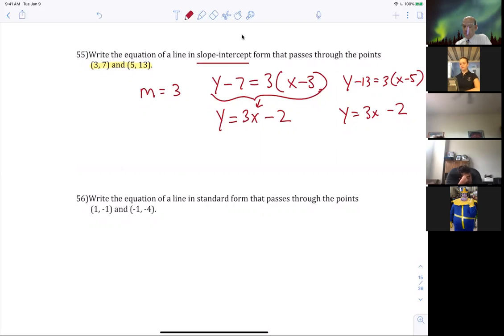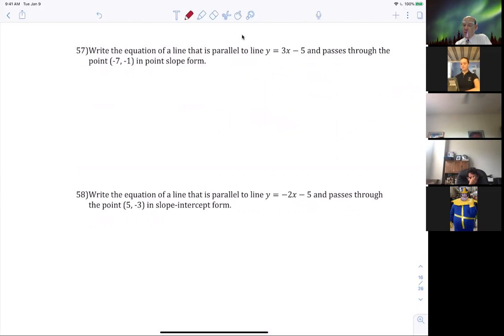All right. Now, 57. Write the equation. Uh-oh. Who remembered what was true about parallel lines? They had the same slope. Thank you very much. So here we go. Slope of the parallel line. That's the symbol for slope of the parallel line. What would that be, please? 3. All righty. So the slope of the parallel line is 3.